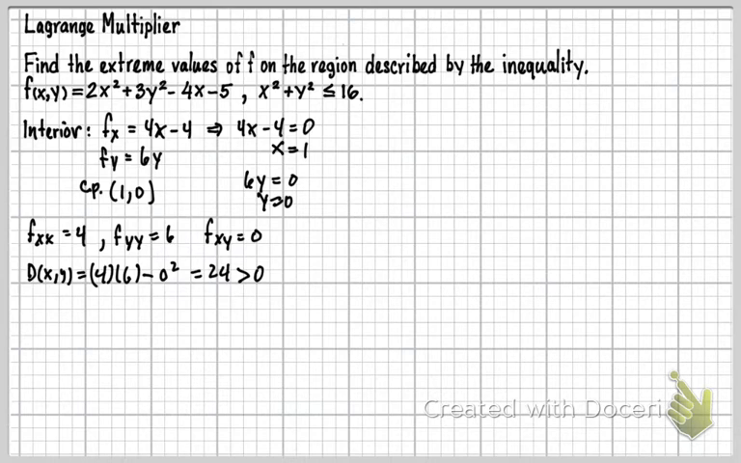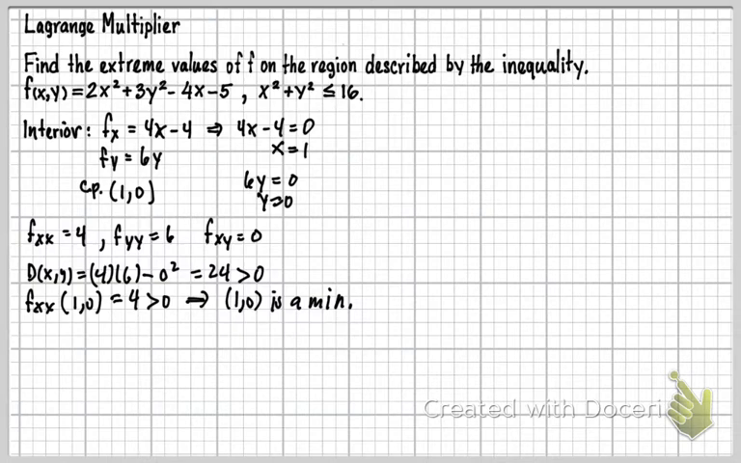I need fxx now. If I plug in the point (1, 0), I know fxx is a constant function 4, so it's going to equal 4, which is greater than 0. So that means concave up, which implies (1, 0) is a minimum. Now, since it's a minimum, it might not be the smallest minimum, so now we're going to talk about the boundary.